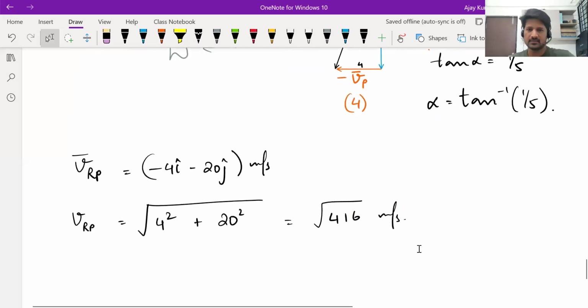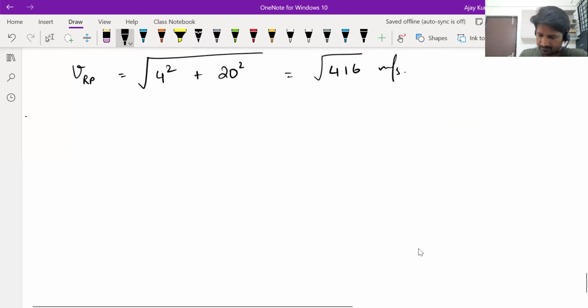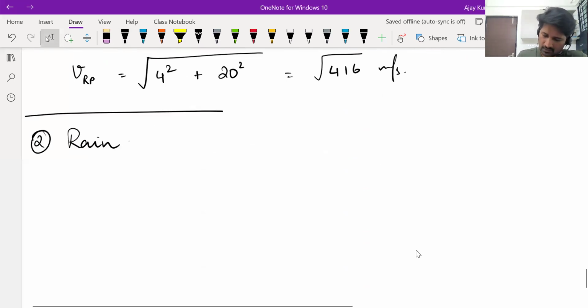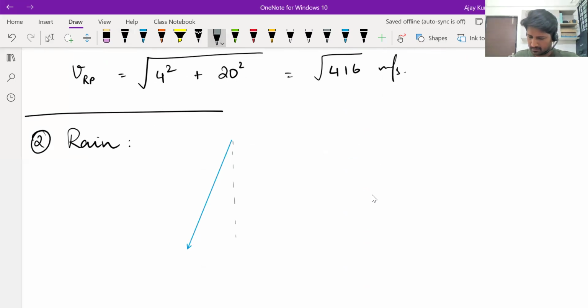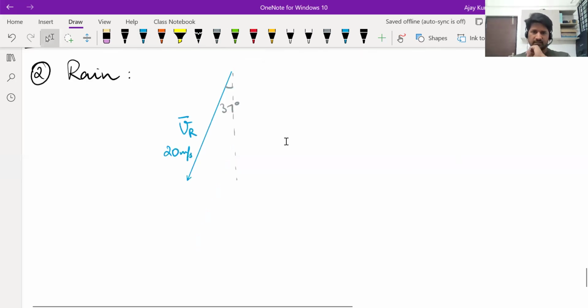Okay. Let's consider another case. Assume raindrops are falling at an angle of 37 degrees due to wind or something. Due to wind only, they are falling at an angle of 37 degrees with the vertical like this. So this is the actual velocity of rain. How much shall we take? Let's take 20 meters per second itself. They're falling at an angle like this, 37 degrees.